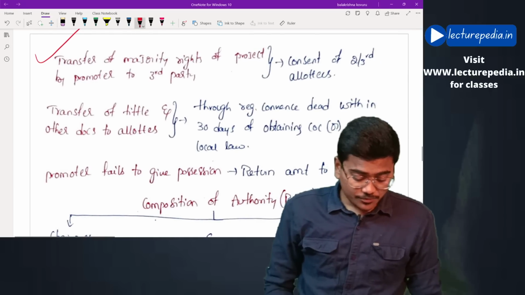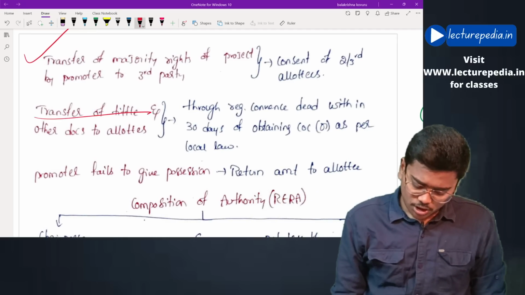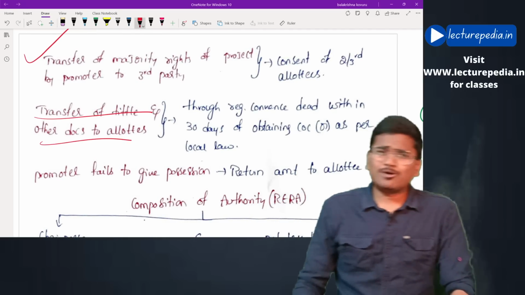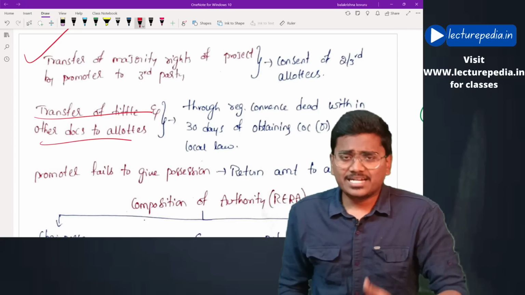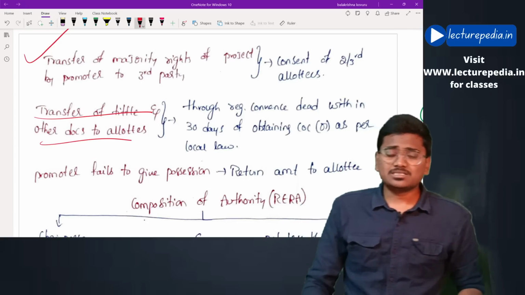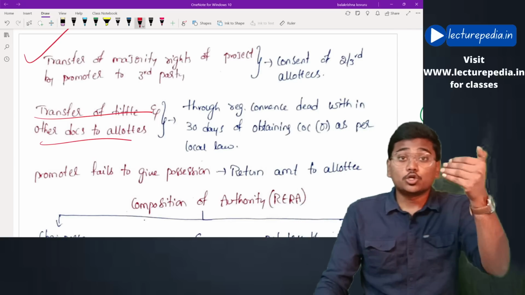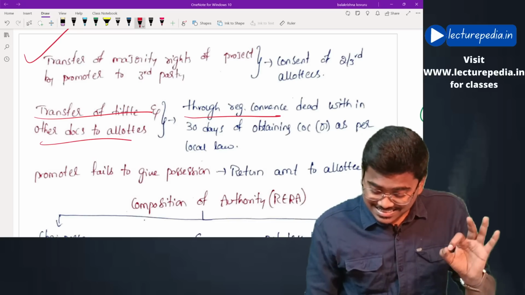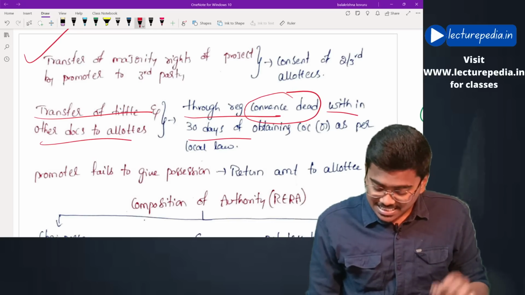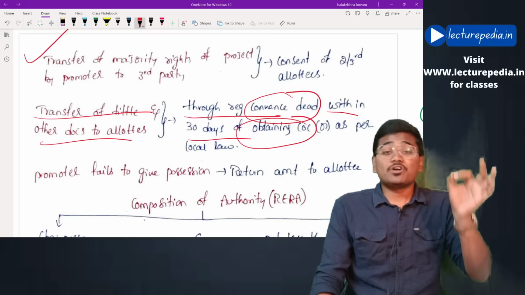Next, transfer of title and other documents to the allottee. We have already discussed this. The title and other documents have to be transferred by the promoter to the allottees through a registered conveyance deed within 30 days of obtaining the certificate of completion.